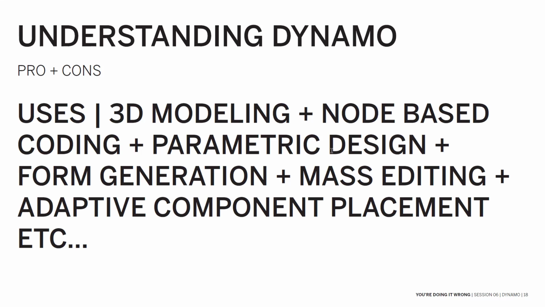So, understanding the uses for Dynamo. Dynamo is used for obviously 3D modeling, node-based coding, parametric design, form generation, mass editing, adaptive component placement, and much, much more. If you can do it in Revit, you can augment that using Dynamo, which is super cool.